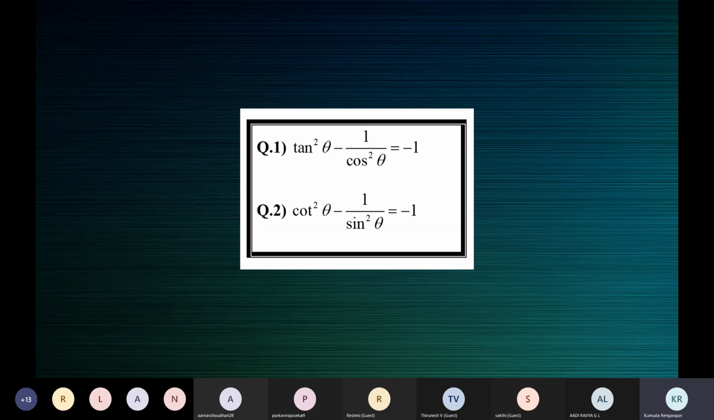What about the next one? Cot square theta minus 1 by sin square theta is minus 1. Ma'am, we can write it as cos square theta by sin square theta. So cos square theta minus 1 is minus sin square theta, ma'am. So we'll get minus 1. Very good. You can do it that way, or I think I've done it in a different way.